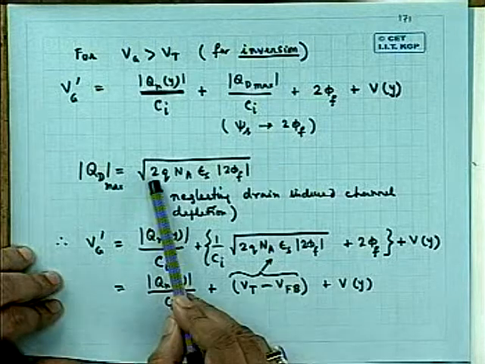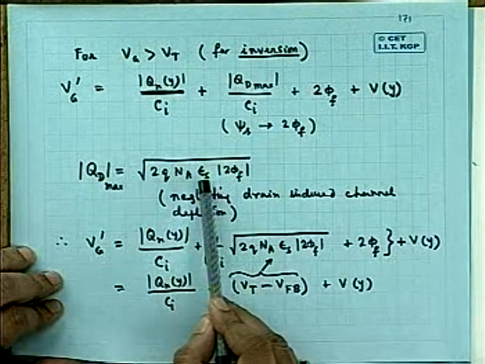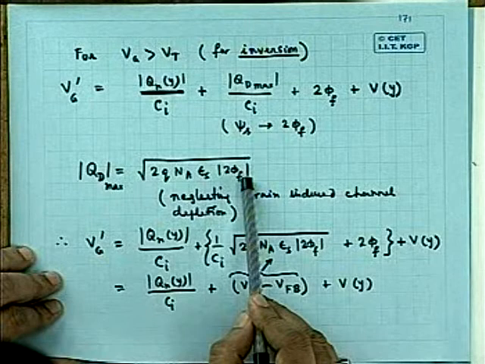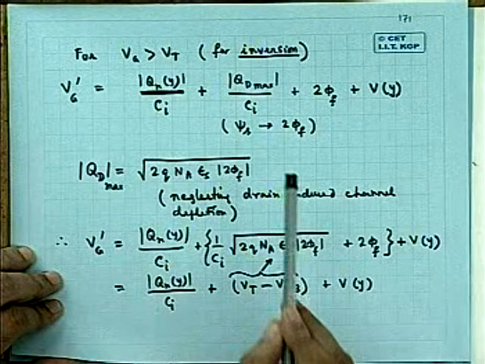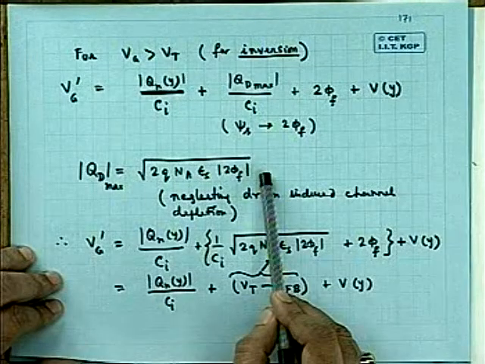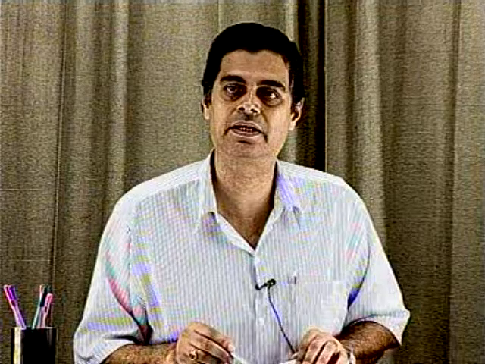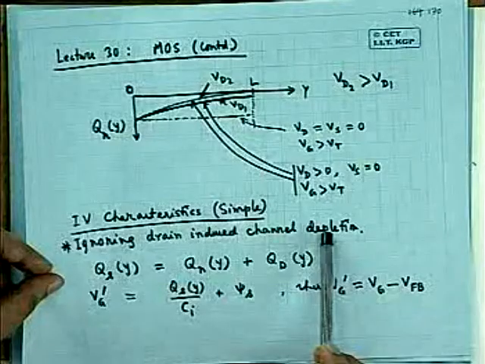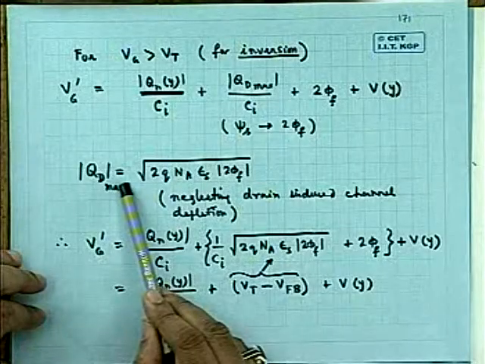This should have been twice q Na epsilon s into twice phi f plus Vy, because the total channel potential is twice phi f plus Vy. But we neglected that, and that is why it is called, this derivation ignores drain-induced channel depletion to get simple results, for simplification purpose. So we got this equation.